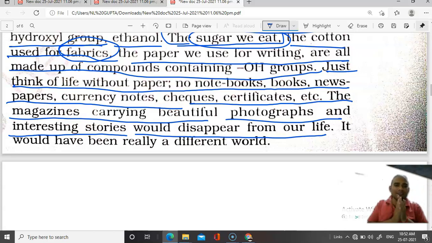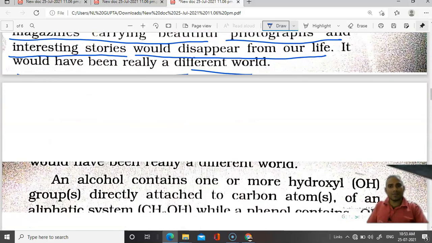Why? Because everything we are using, papers, money, checkbook, photographs, everything is made up of the alcoholic group, student. Now they are saying it would have been a really different world if it were not there. It would be a very different world, student.